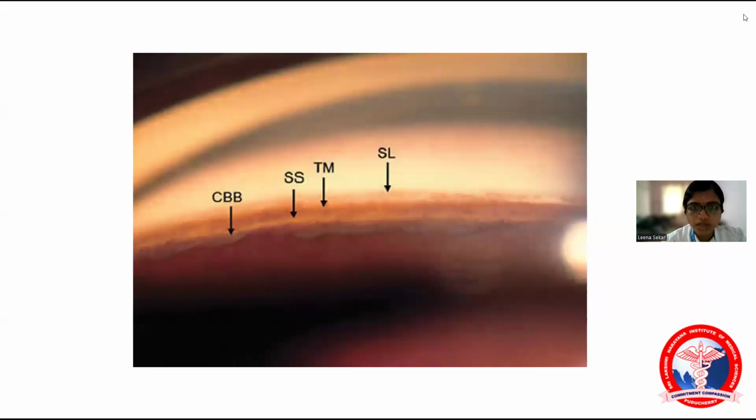So this is how we get a picture while looking through a gonio lens. So below, the dark one is a ciliary body band. Next to it, the white thing is scleral spur. Next to it, the dark one is trabecular meshwork. In trabecular meshwork, we have posterior pigmented and anterior non-pigmented trabecular meshwork. Then after trabecular meshwork, we have a thin gray line which shows Schwalbe's line.